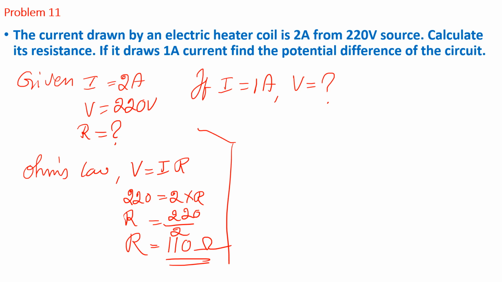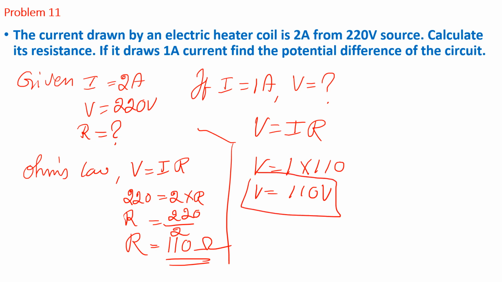V is equal to IR. So we have the R, we have I. So V is equal to I, which is 1, into R, which is 110, which is equal to 110 volts. So V is equal to 110. Here the current has decreased by half, so the potential difference has also decreased by half. That is the answer for this particular question.